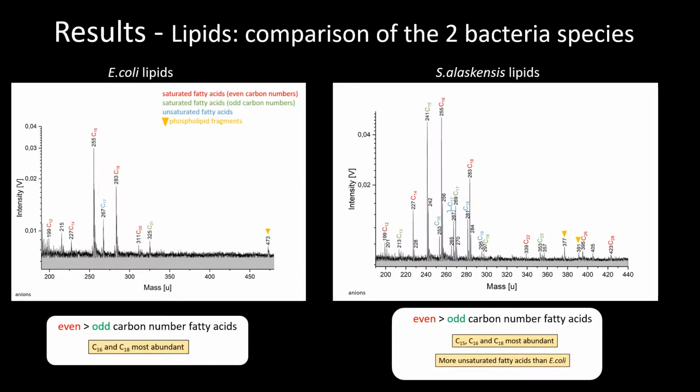So here, as expected for biological samples, the spectra from both bacteria show a predominance of even carbon number fatty acids over odd carbon number fatty acids. We also see that C16 and C18 fatty acids, and also C15 for S. alaskensis, are the most abundant fatty acids. We also noticed that the S. alaskensis bacteria contains more unsaturated fatty acids than E. coli, and this difference may be due to the different bacteria species, which may have different membrane composition.